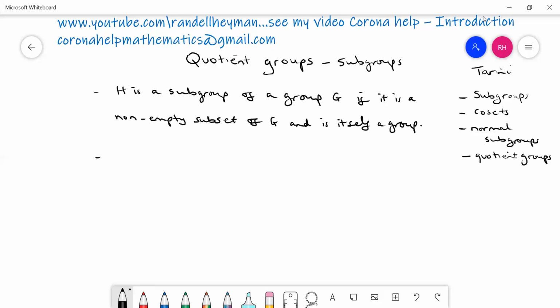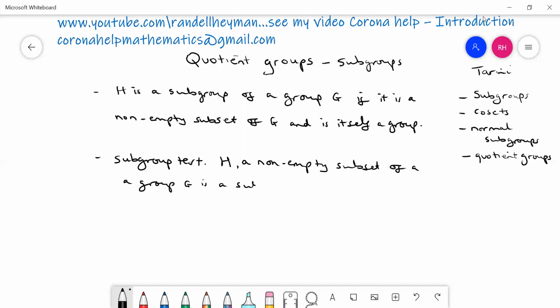How do we test whether something is a subgroup? Well, there's a thing called the subgroup test. H, a non-empty subset of a group G, is a subgroup of G if A plus B minus 1 is an element of H for all A, B that are elements of H.